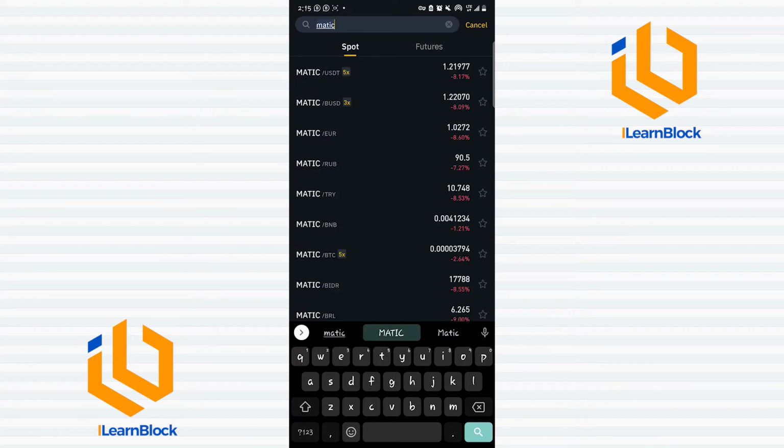MATIC. Now another important thing is, what have you deposited already on your Binance account? Now if you have USDT on your Binance account, it means you'll be buying Matic with USDT. That is the trading pair. If you have BUSD on your Binance account, that would mean that you'll be buying Matic with BUSD. And if you have BTC on your Binance trading account, then you click on this, so you buy Matic with BTC.